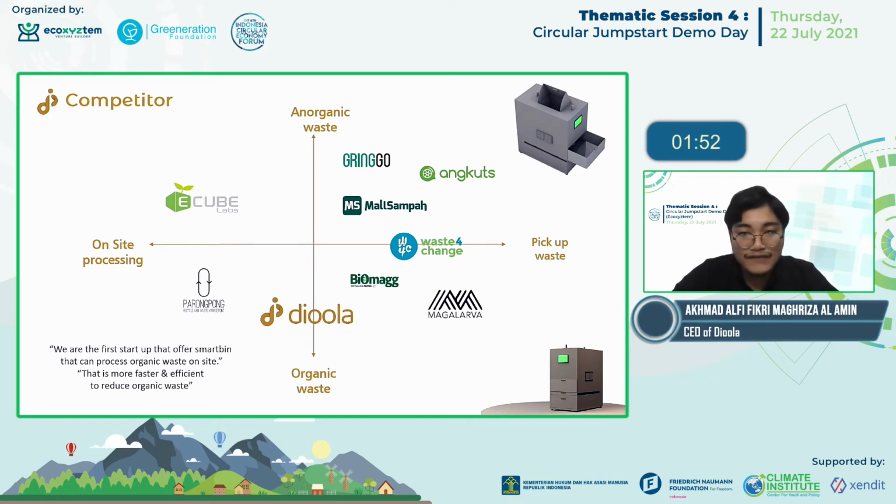If the other competitors have only daily pickup service, in Tiola we have two: Tiola pickup service, every daily pickup service, and also on-site processing using truck Tiola beans. So with the beans, we don't need to pick up waste daily. So it's more effective to reduce or solve this kind of problem, that is food loss and food waste issues.